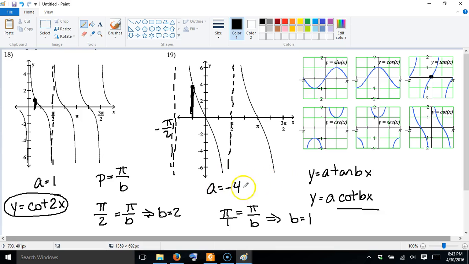So there, put it together. It's a tangent function, a negative 4 value for a and 1 for b. So I'm going to write that up here. Y equals negative 4 tangent of 1x. And we're done.